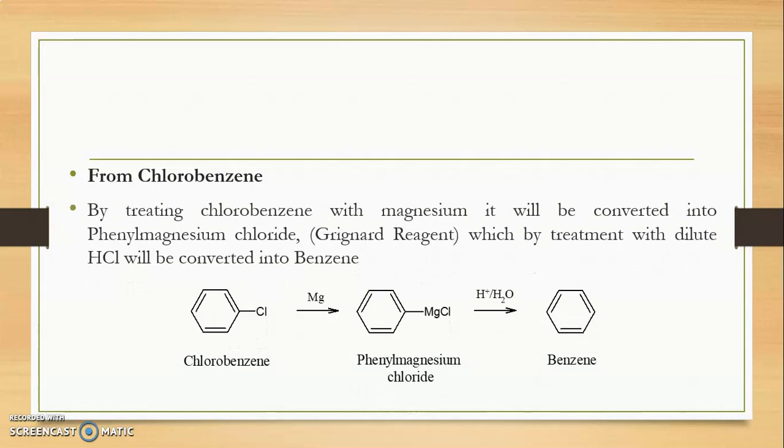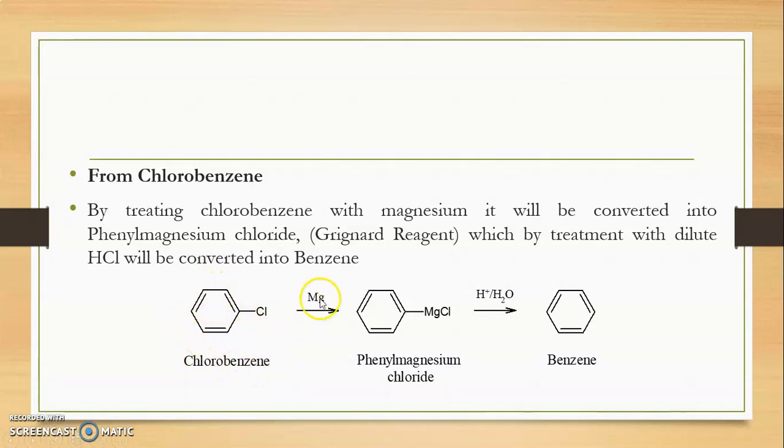Further, next method that is used for the preparation of benzene is from chlorobenzene. Now in this case, the chlorobenzene, when it undergoes the reaction with magnesium, will be converted into phenyl magnesium chloride. This phenyl magnesium chloride is commonly known as Grignard's reagent. Okay, so here you can see the reaction that is given. This is your chlorobenzene. Chlorobenzene means what? A chlorine group attached to the benzene.